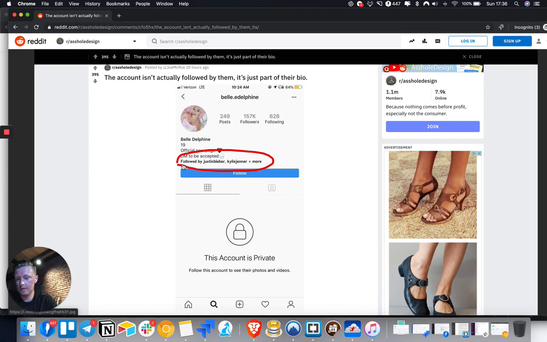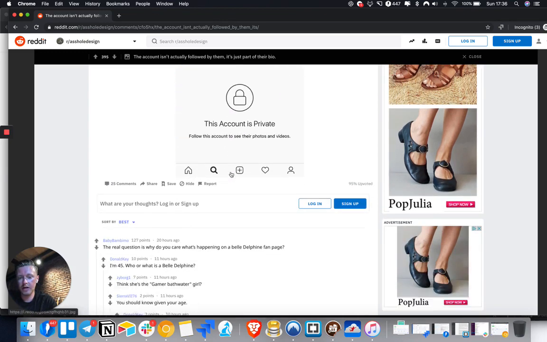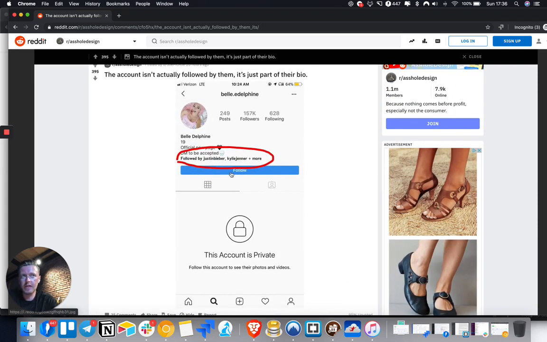But in fact, this isn't actually real. It's just been added in the user's bio. So this would just be like a quick hack, not quite a growth hack, but just a little optimization that you can make on your profile to increase follow back rates. I'm sure it would have quite a dramatic impact on the follow back ratio you receive.